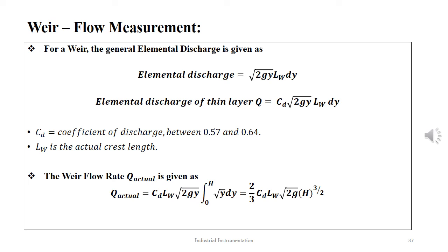For a weir, the general elementary discharge is given as √(2gy) Lw dy. The elementary discharge of a thin layer, dQ, is given as CD √(2gy) Lw dy, where CD is the coefficient of discharge varying between 0.57 and 0.64, and Lw is the actual crest length. The actual weir flow rate Qw is given as CD Lw √(2g) integrated from 0 to h of √y dy, which boils down to 2/3 CD Lw √(2g) h^(3/2).